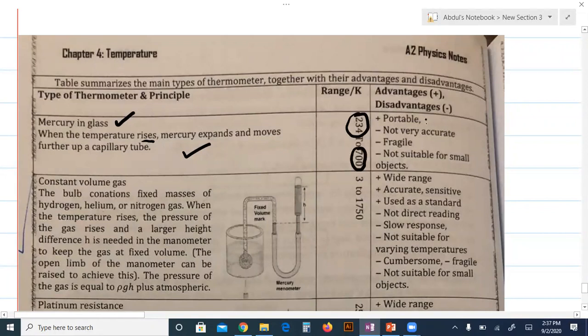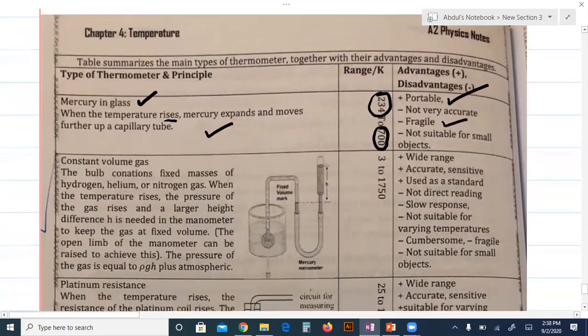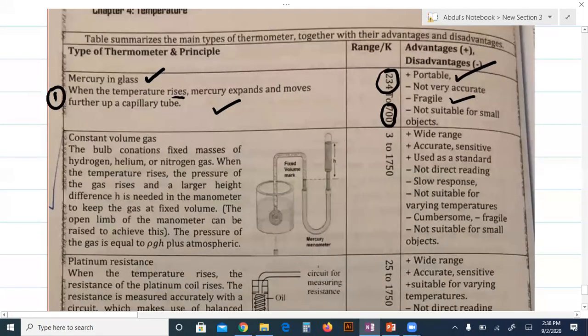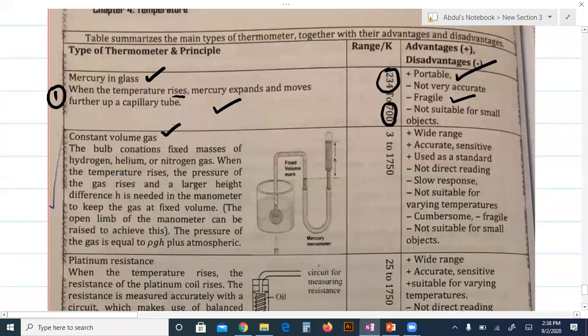It is portable. This is the only advantage, but the disadvantage is it's not very accurate. It is fragile and not suitable for the temperature of small objects. This is thermometer number 1. Now move to the next, which is called the constant volume gas thermometer.